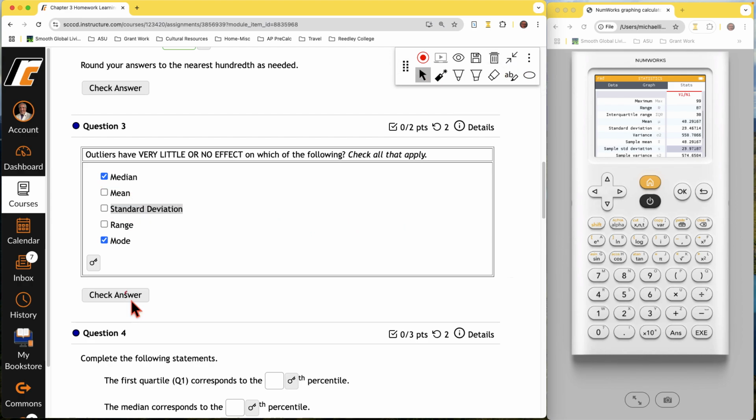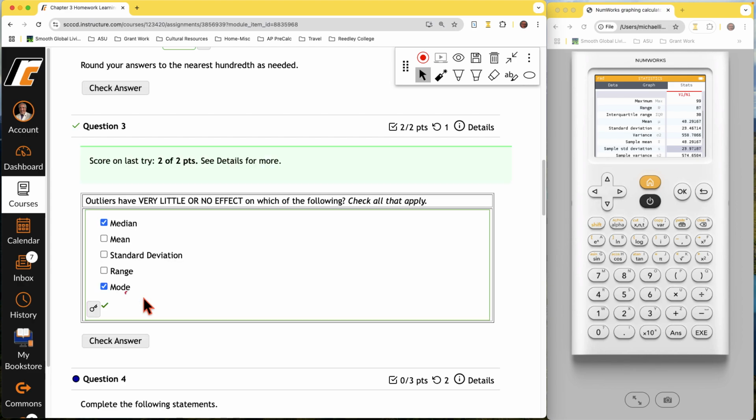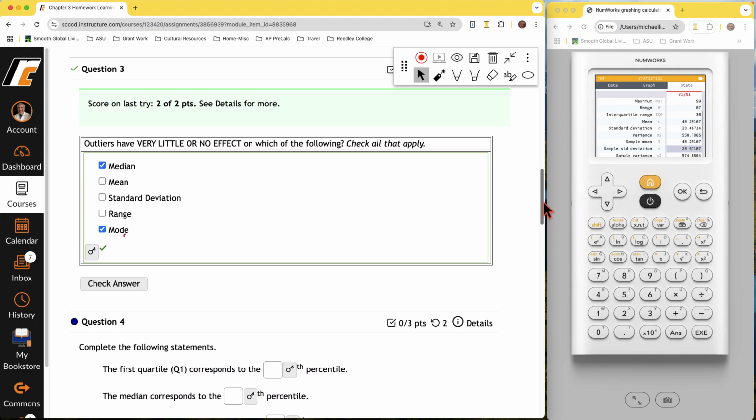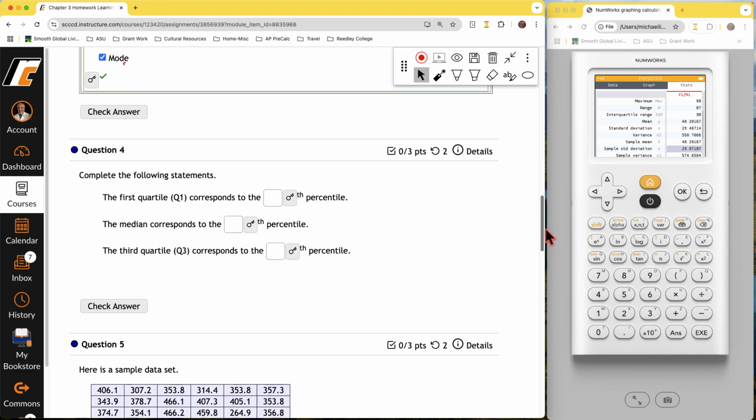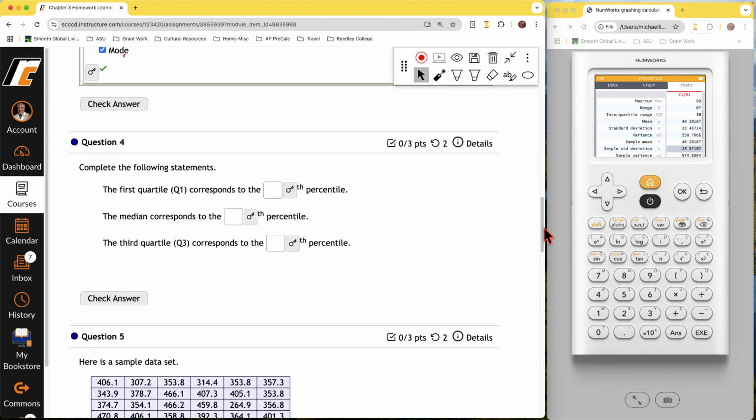Let's see if I got it right. Sometimes I go through these and exactly, because the range is a spread, so standard deviation, so the outliers create greater spread. And they do affect the mean more than any of the others. Complete the following statements. The first quartile corresponds to the blank percentile.